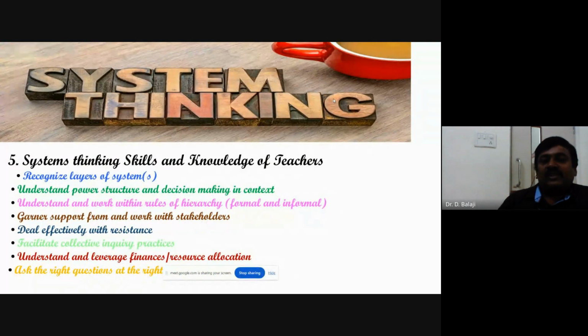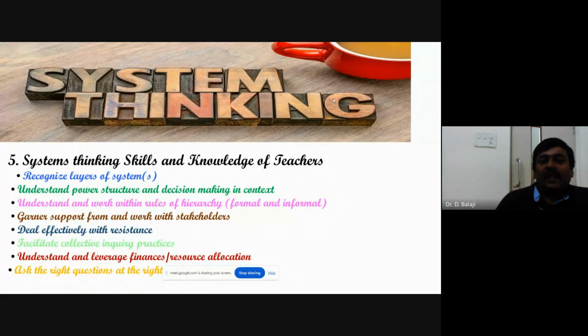So where is the power structure? I mean to say the management. Who will take decisions in the organization for the betterment of the students, the faculty, and everybody? Have the knowledge of all those things. Understand and work within the rules of the hierarchy. In a particular organization, everywhere there will be some sort of rules, so you have to understand those rules and work according to them.